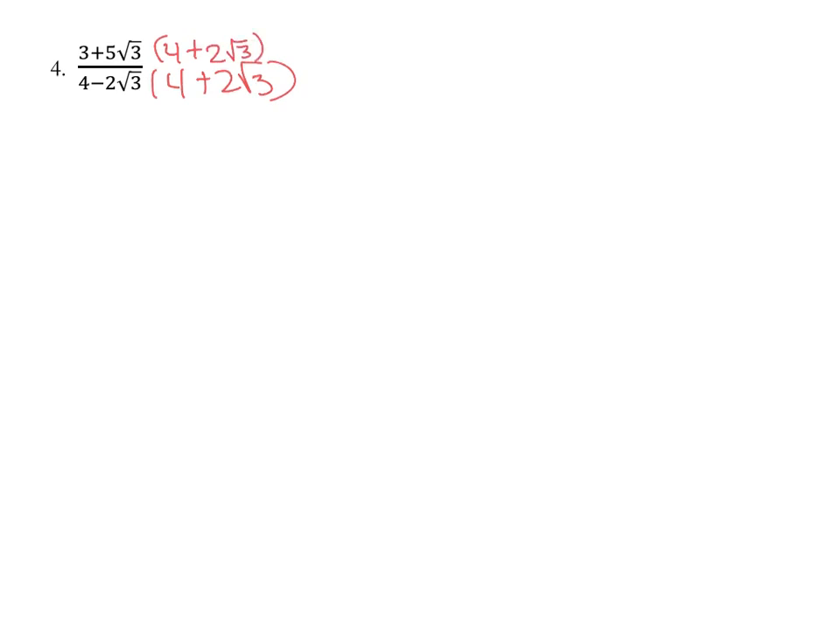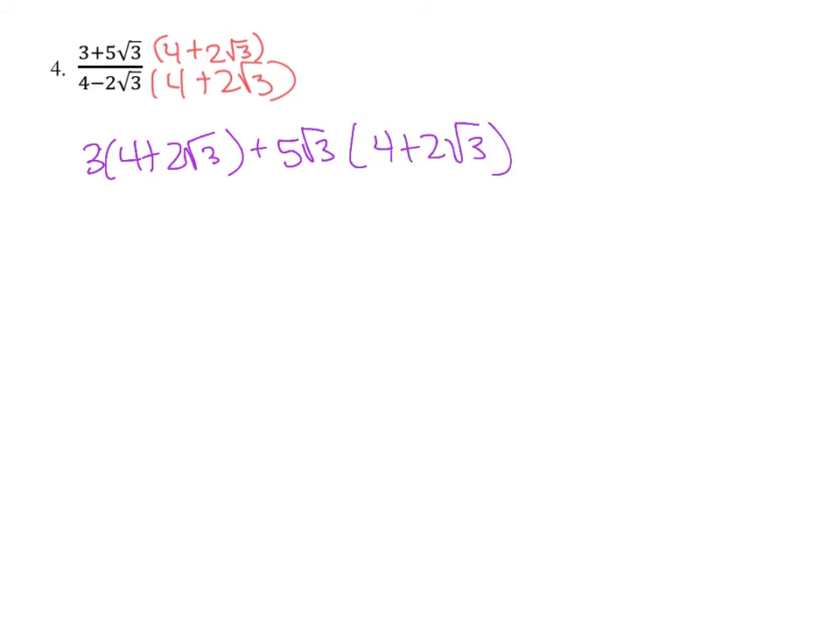And then we're going to multiply out the top right now. So again, if you want to split that apart, that's 3 times 4 plus 2 radical 3. And then the 5 radical 3 is the next part that has to get multiplied by the 4 plus 2 radical 3. So then we're just distributing here. We get 12 plus 6 radical 3 in the first group. And then in the second group, that's 20 radical 3 plus, just be careful there, that's going to end up being 5 times 2, which is 10, and radical 3 times radical 3 is 3.